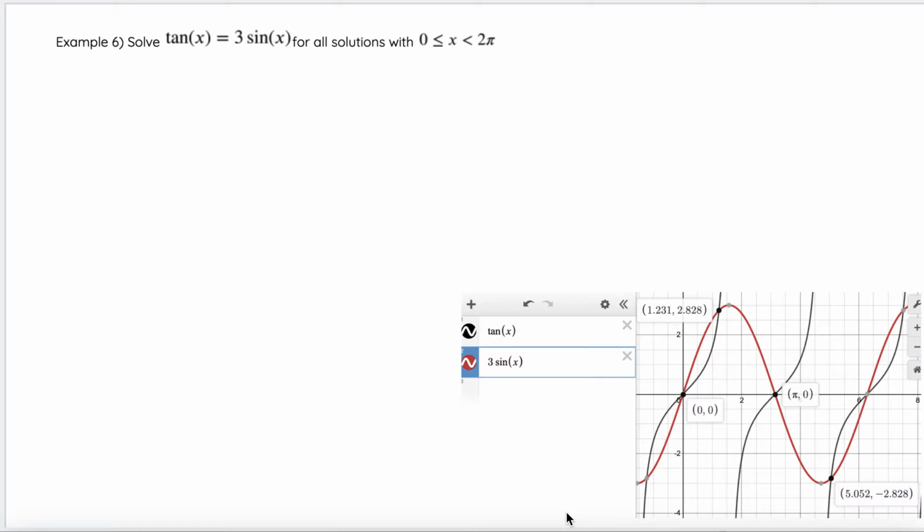Try another example on slide 6. Here we have tangent is equal to 3 sine of x for all solutions between 0 and 2 pi. Here, I'm going to replace tangent with sines and cosines. When we were working with trig functions earlier, we also did this. I'm then going to get rid of my fraction by multiplying both sides by cosine.